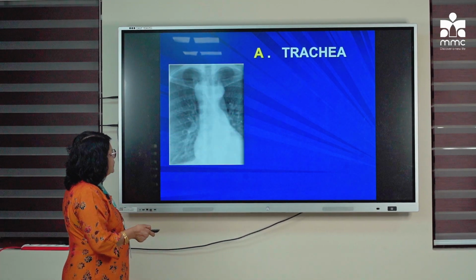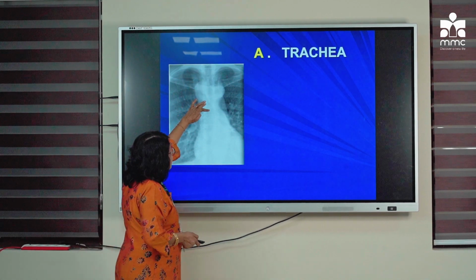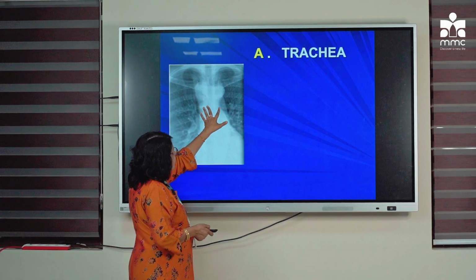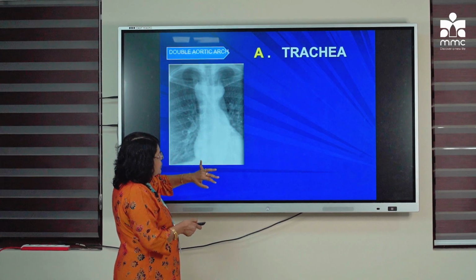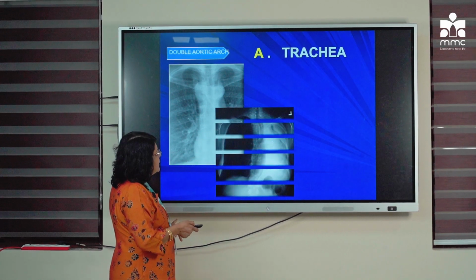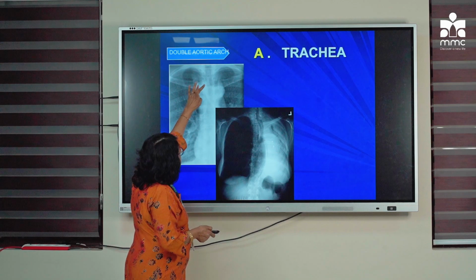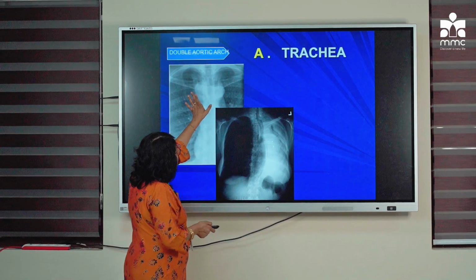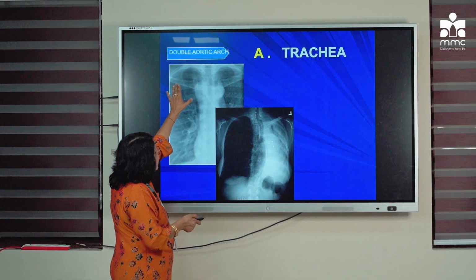A, trachea, the air lucency. This is the trachea, which should be parallel on either side, and if there is any deviation of the trachea, it indicates a pathology. So here you can see two lesions on either side. It could be a lymph node or it could be a double aortic arch.